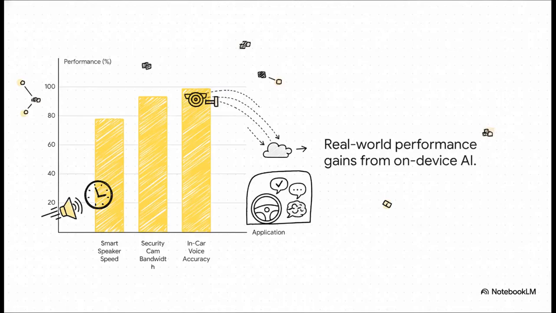And the impact you can actually feel. Because of model compression, your smart speaker can respond almost 80% faster because it's not waiting on the cloud. A smart security camera can use nearly 94% less internet bandwidth. And your in-car voice assistant can hit almost perfect accuracy, even when you're driving through a tunnel with no signal.